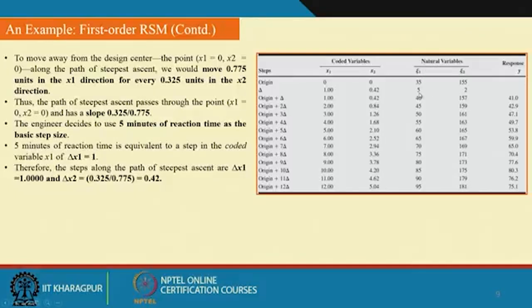Now, from process knowledge, you have to find out whether the next experiment you will conduct is at 35 plus 5, or 35 plus delta x 1 basically. So, through process knowledge, it is 5. That means delta x 1 is 5. If delta x 1 is 5, then what will be the delta x 2 value? That will be guided by the regression coefficient.